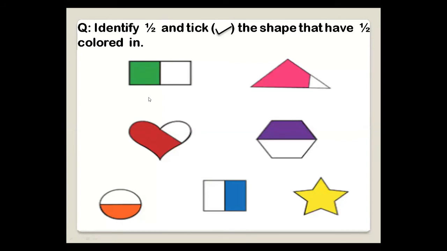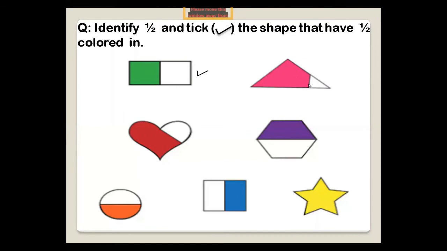Is it divided into two equal parts? Yes, both parts of the shape are the same in size. So we will put the tick on this shape because it is divided into two equal parts. Okay. Now move towards the next.